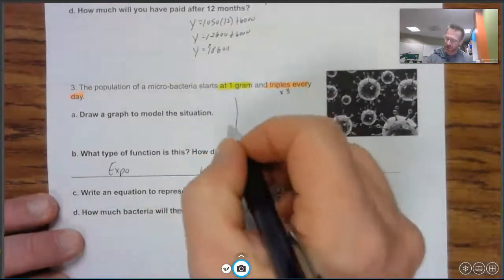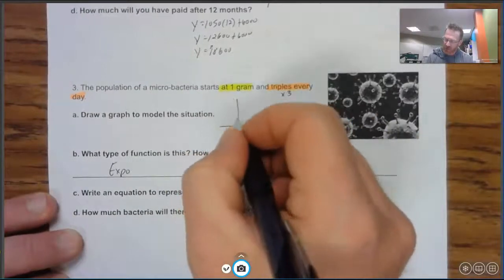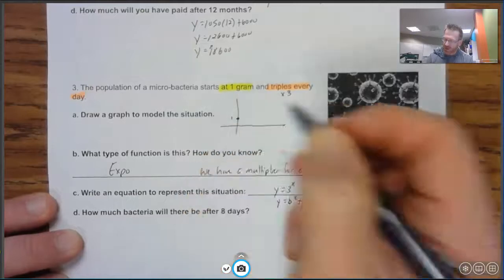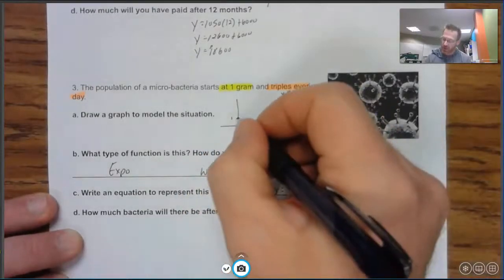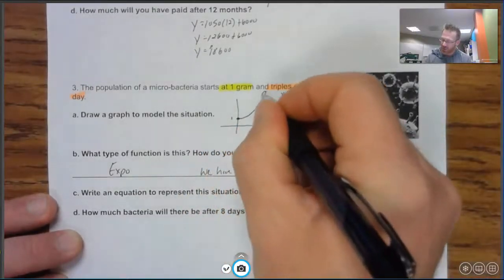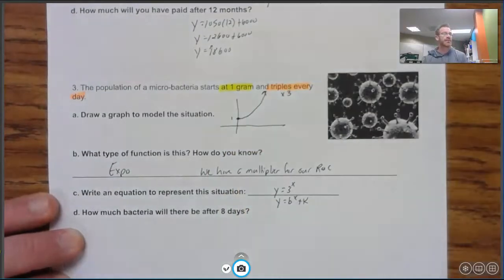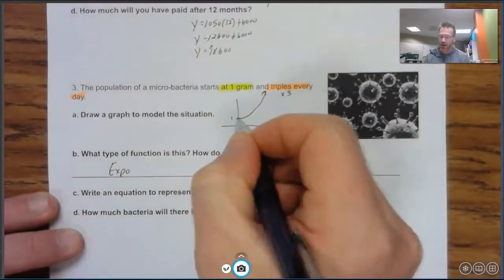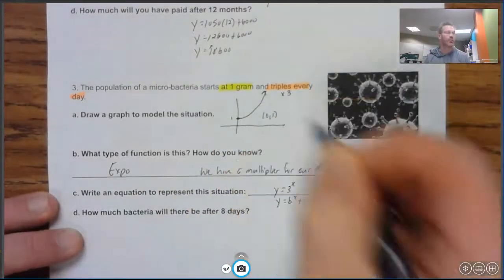So notice if I draw my graph, it says we start at 1 gram. So right there is 1, and it triples every day. So then it's going to go up and just triple and get bigger and bigger every day. Now, if you think back to what we did with our graphs, we always said the y-intercept is one step above our floor. And so when I start at 1 gram, that is my y-intercept, that is 0, 1.